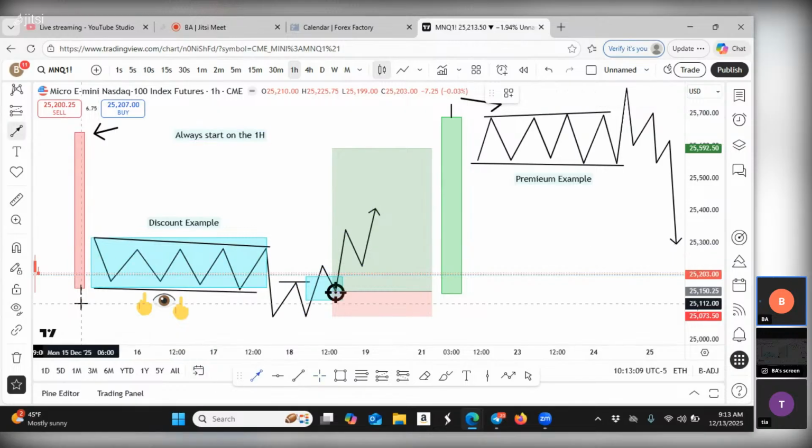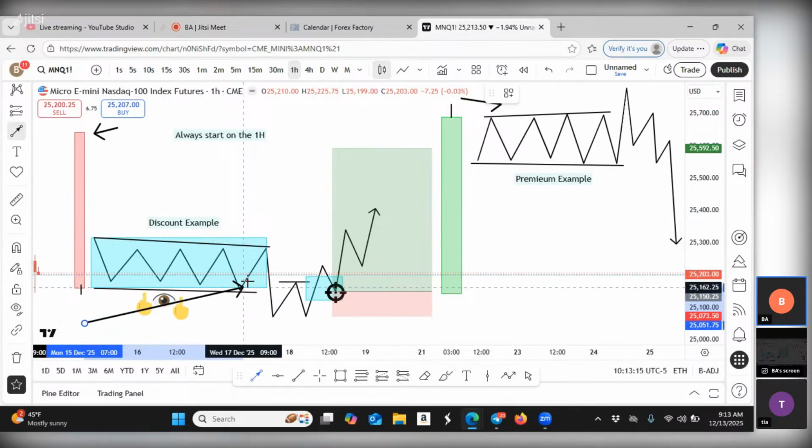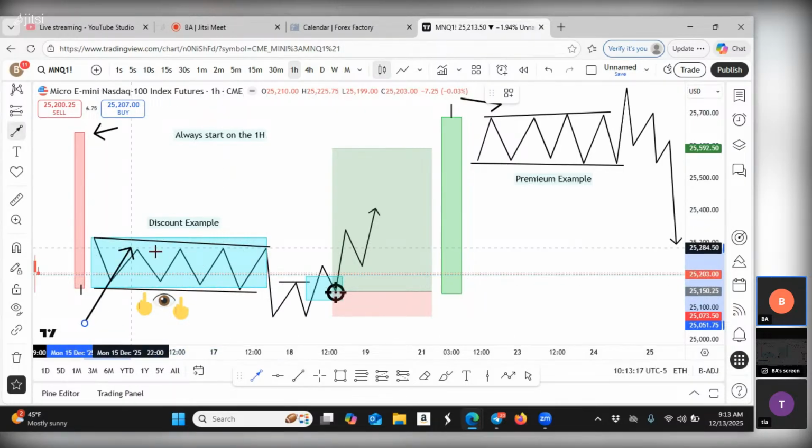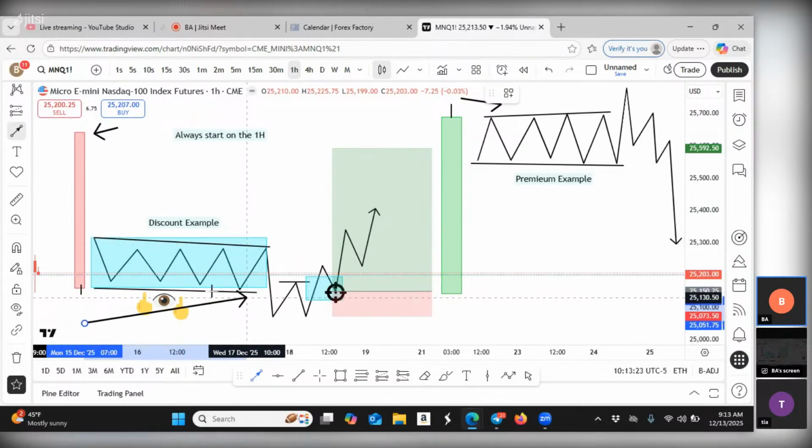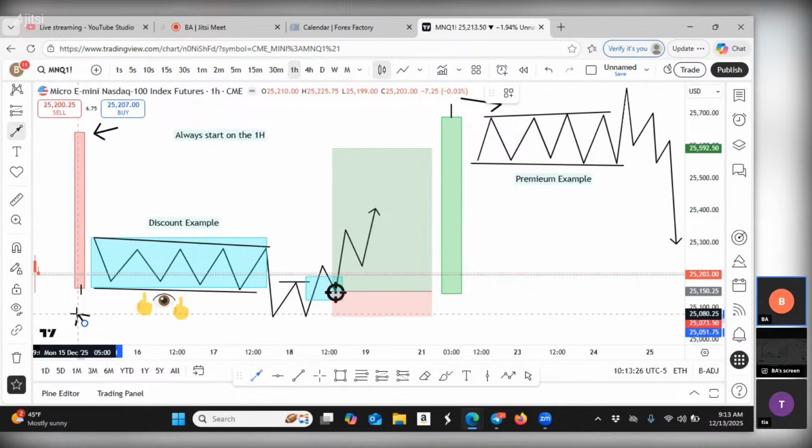See how it's just ranging. It's finna create a range. It's building up liquidity on both sides. You got sellers at the top, and you got early buyers at the bottom. If you know price is at a discount on the 1 hour and you're on the 1 minute, it has to create a range, trap money.